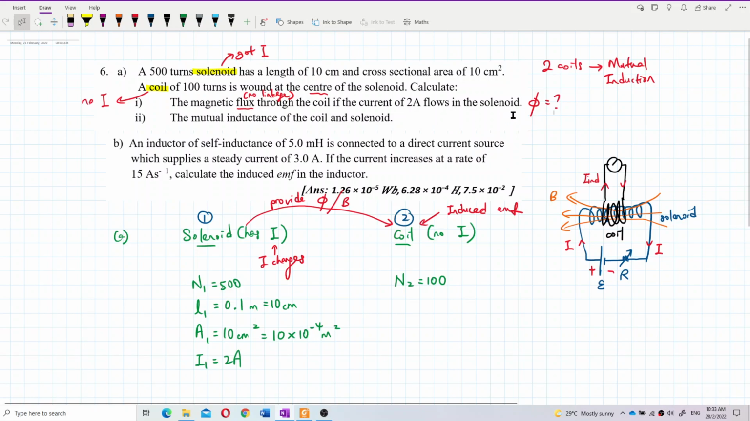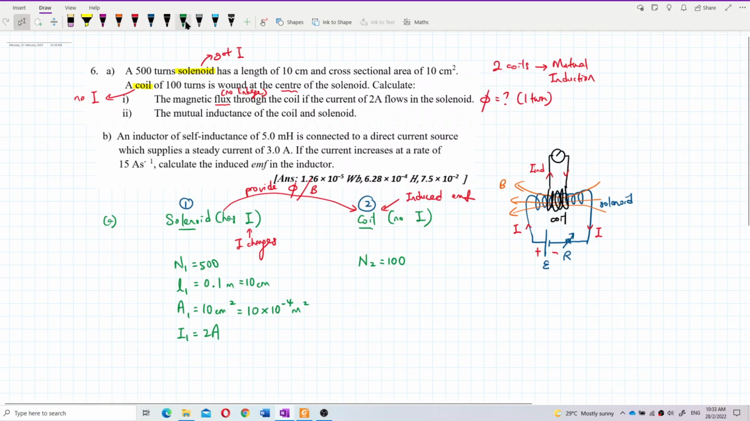That means this is magnetic flux through one turn only. Magnetic flux for one turn only, not the magnetic flux linkage. Okay, so let's find out. I want to find small phi.